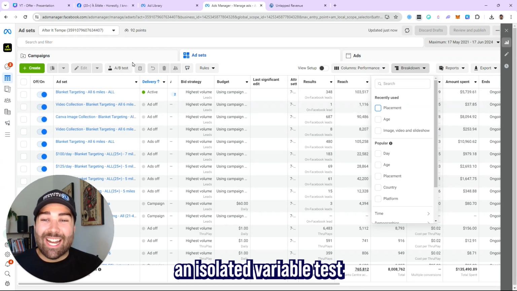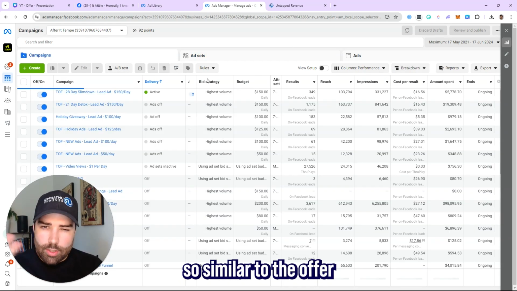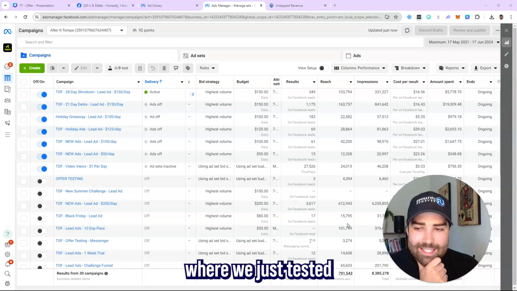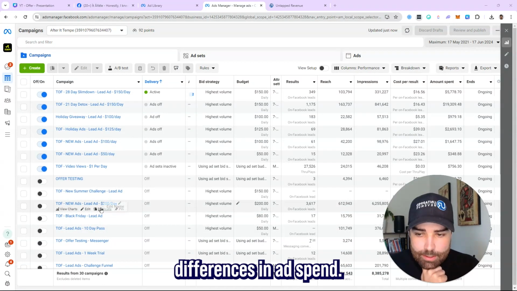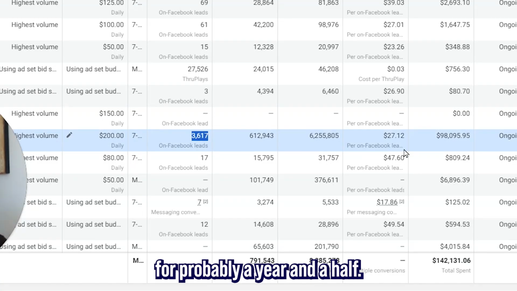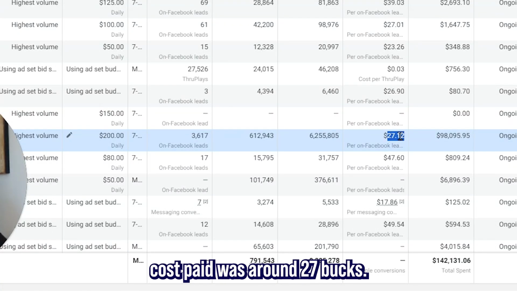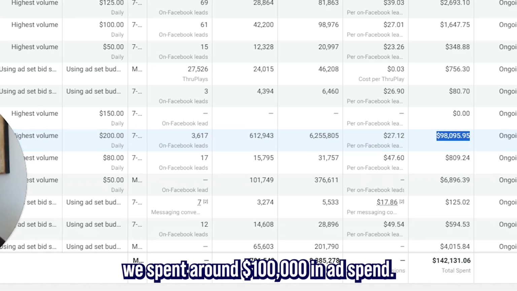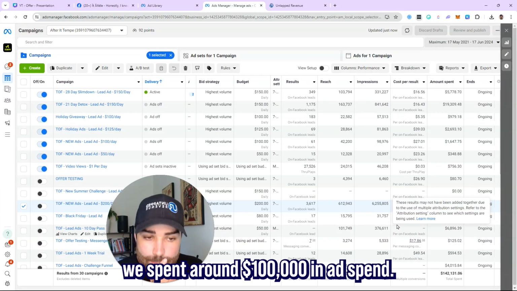And so we basically ran an isolated variable test, so similar to the offer testing, where we just tested differences in ad spend. And so what I wanted to show you is in this account, we had been running at $200 a day for probably a year and a half. Their average cost per lead was around 27 bucks. And you can see here, we spent around $100,000 in ad spend.